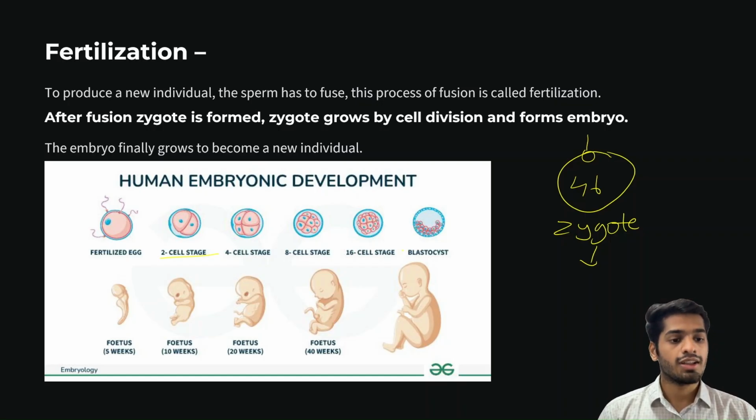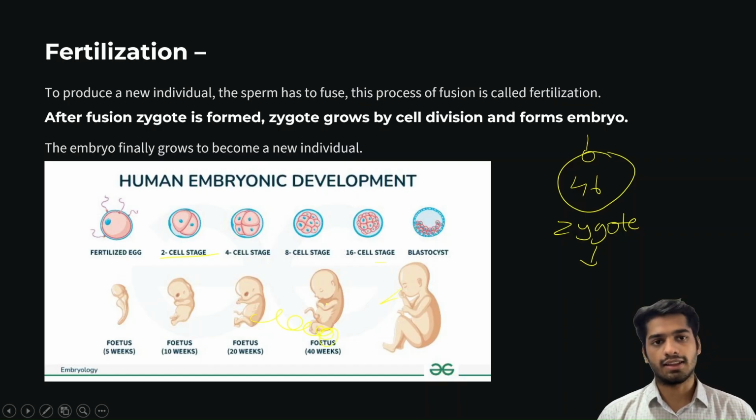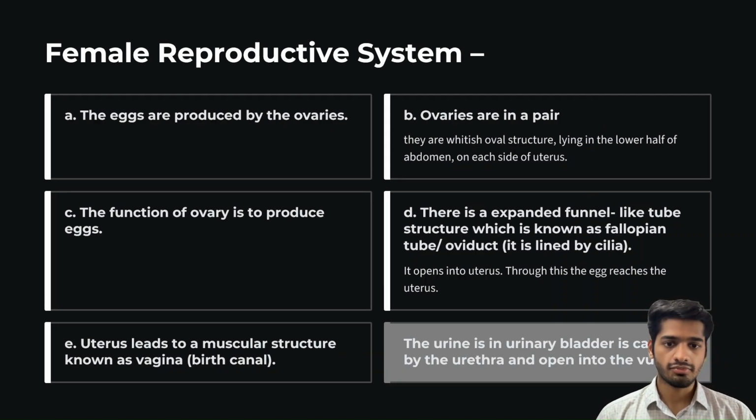So after the zygote, we call it an embryo, and then we call it a fetus. The fetus will grow, and then there is going to be delivery of the fetus. That is nothing but your parturition. So for this purpose, you need to understand the male and female reproductive system.